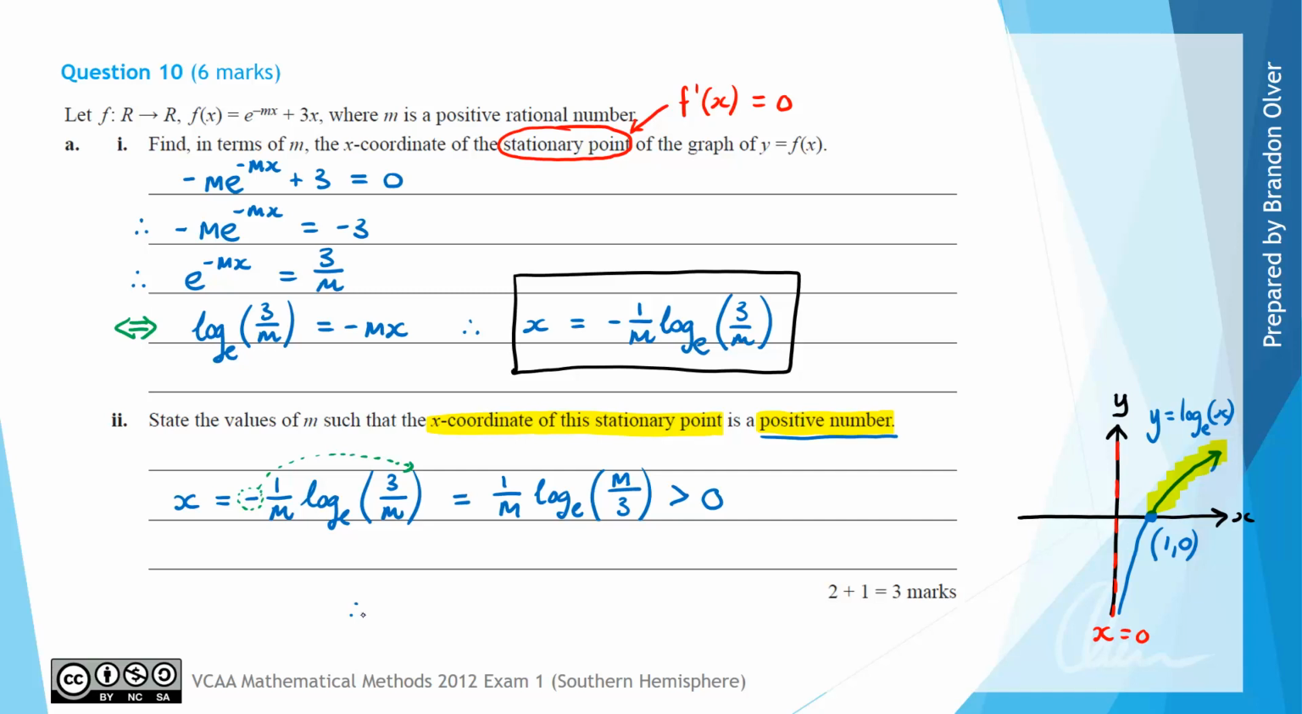So let's write that down. We have m on 3 must be greater than 1. Therefore, multiplying both sides by 3, we find that m must be greater than 3. So they are the values of m such that the x-coordinate of the stationary point is a positive number.